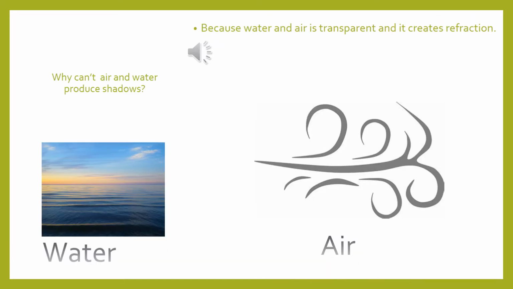Why can't air and water produce shadows? Because water and air are transparent and it creates refraction. So in the picture below there is a picture of water and air.